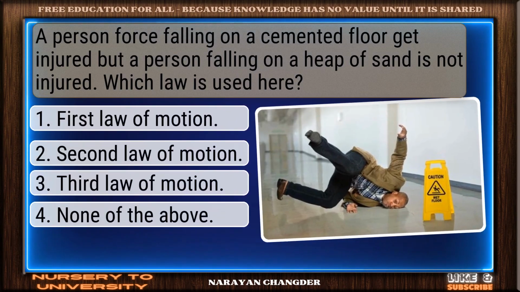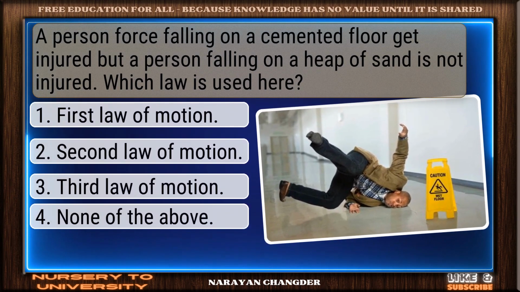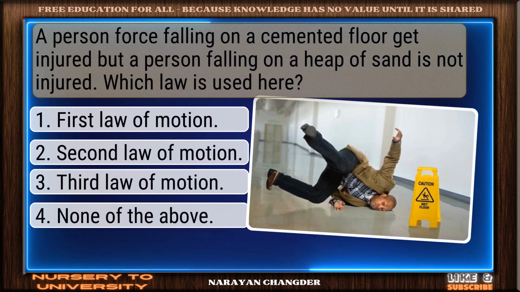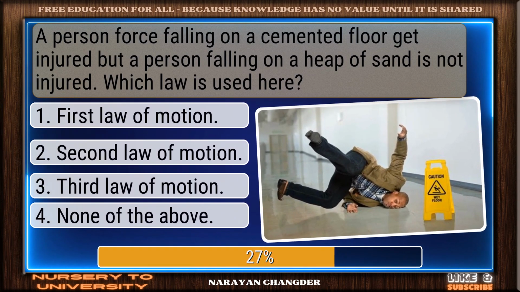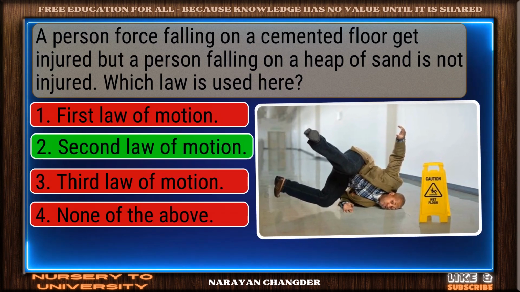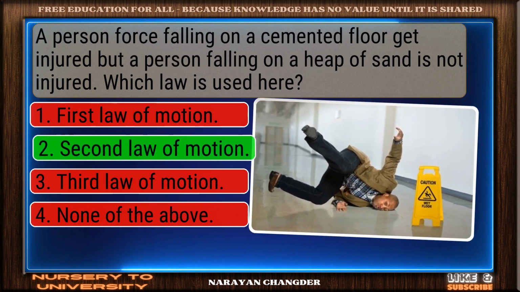Question number 64. A person falling on a cemented floor gets injured, but a person falling on a heap of sand is not injured. Which law is used here? Nice selection. Second law of motion is the correct and valid answer.